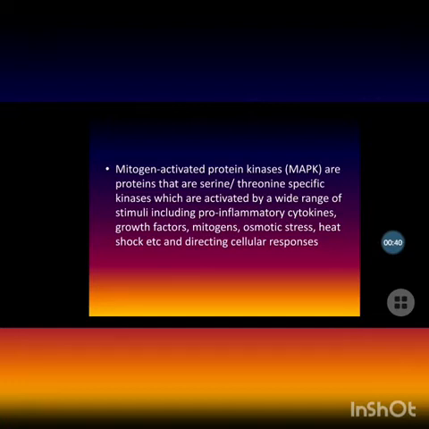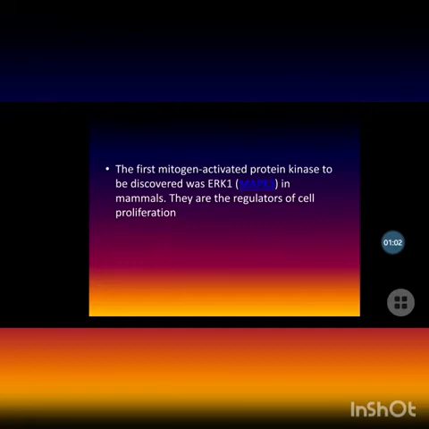So basically these MAP kinases are intermediates in the signal transduction pathways that are initiated by many types of surface receptors. And the targets for MAP kinases are located within many cellular compartments. And they act as a physical link in the signal transduction pathway from the cytoplasm to the nucleus. The first ever mitogen activated protein kinase to be discovered was ERK1, also called as MAPK3.